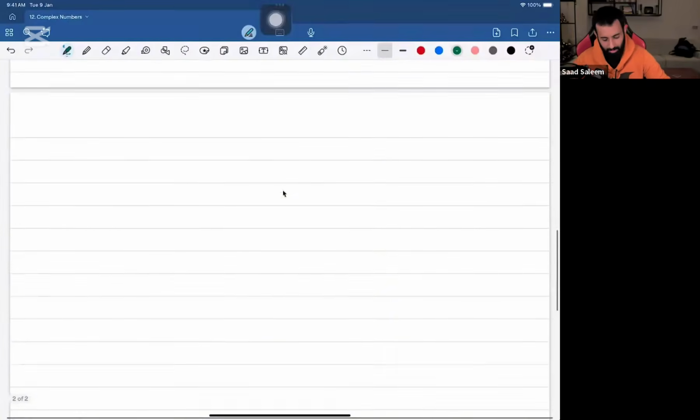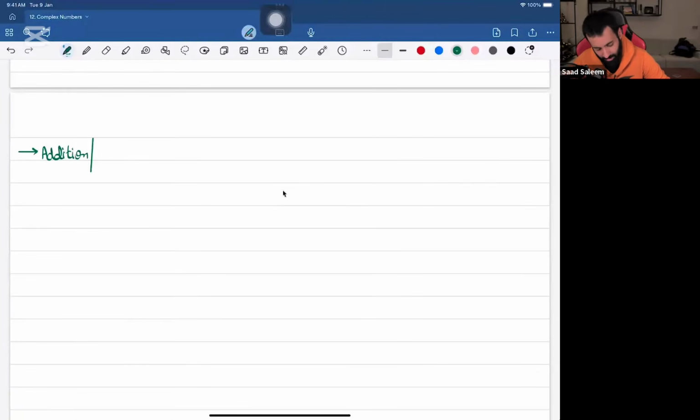Now you notice that this chapter has a lot of similarities with multiple chapters, and one is rationalization, that is surds basically. So the same rule that we apply to addition and subtraction of surds, we apply to addition, subtraction, multiplication, and division of complex numbers as well. So addition, subtraction of complex numbers.